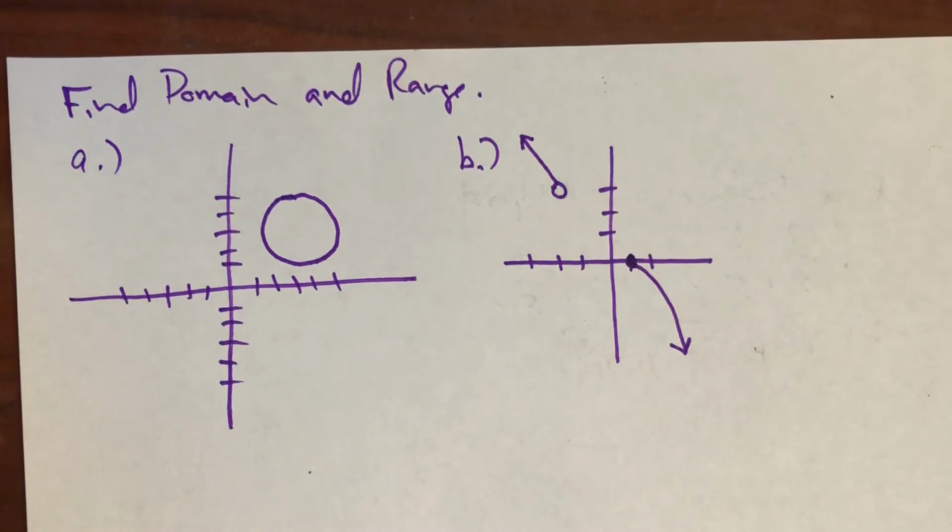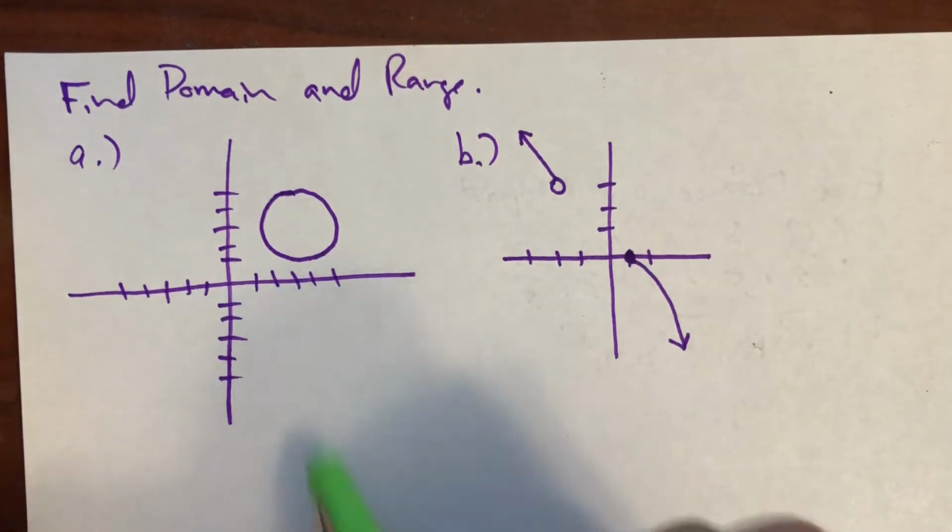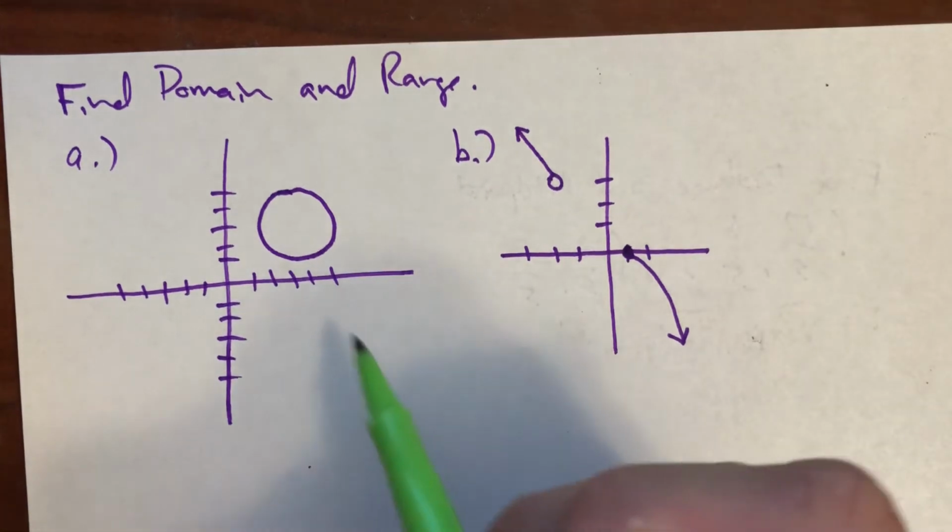So this one wants us to find the domain and range of these nice relations here. So the first thing it asks you to do is determine whether or not it's a function. So we should do that first. And we know that a function means that for each input, which is an x value, there's only one y value.